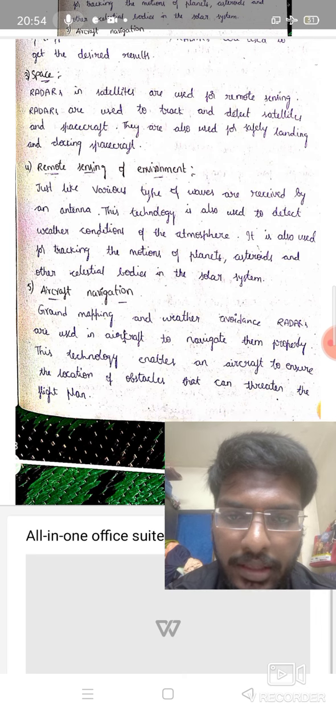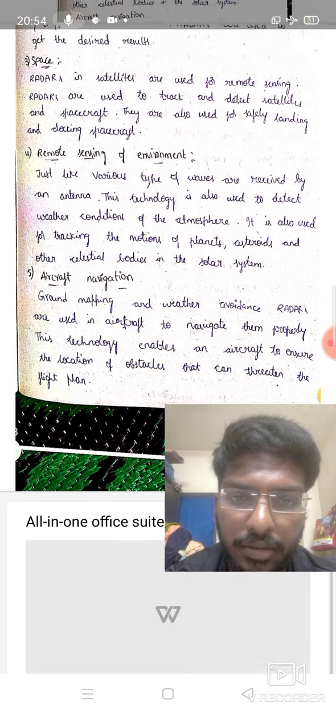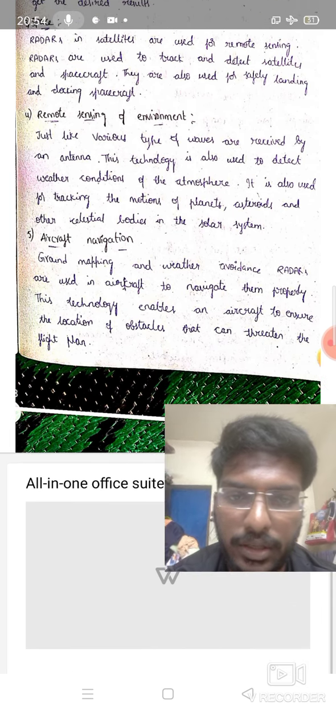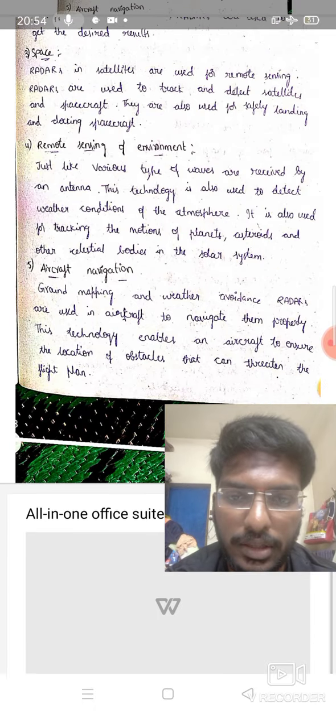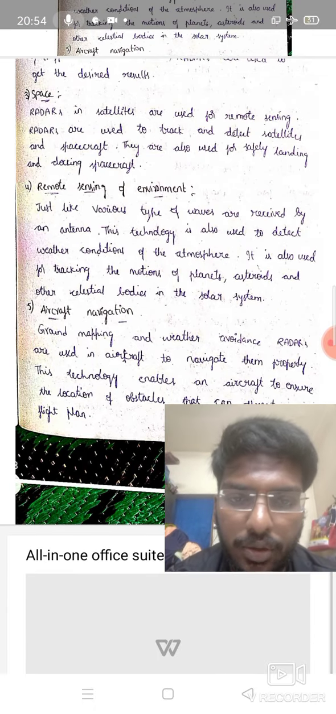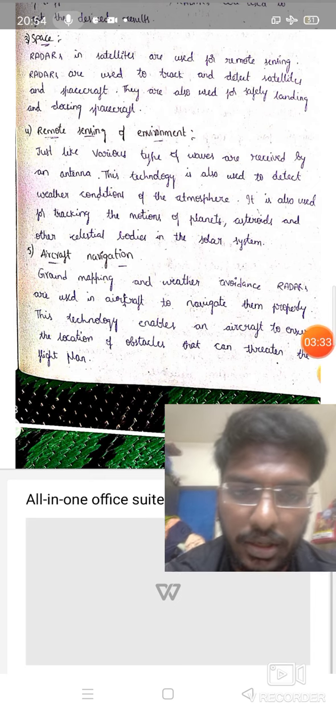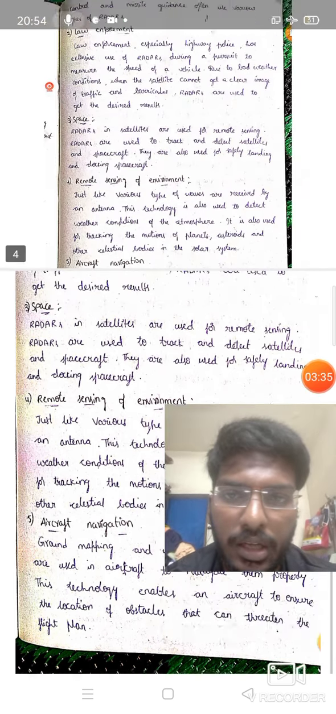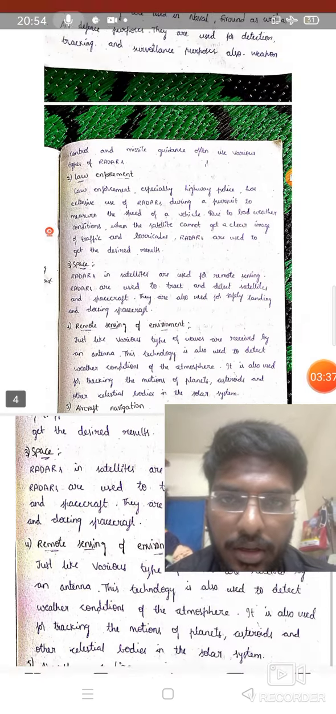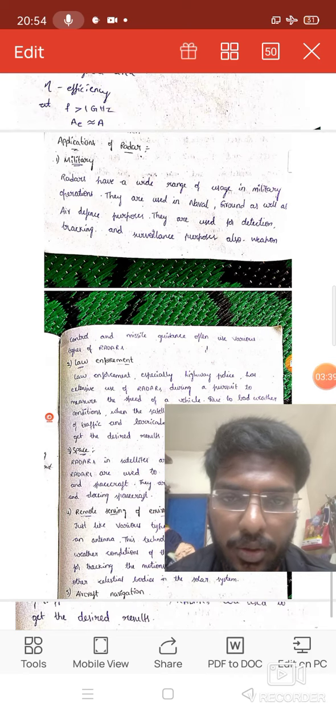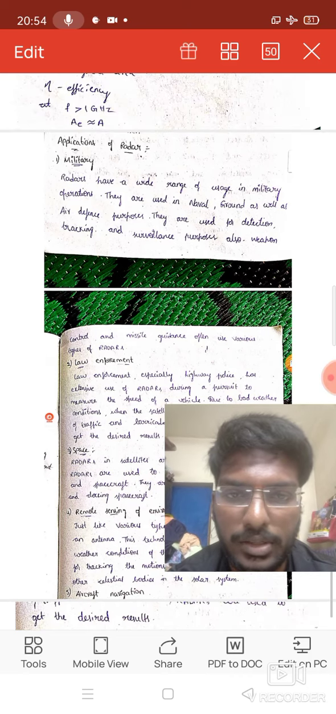Coming to aircraft navigation, ground mapping and weather conditions, radars are used in aircraft to navigate properly. This technology is used to locate obstacles that can threaten the flight of the airplane. In the military, it is used for naval, ground, as well as defense purposes and surveillance.